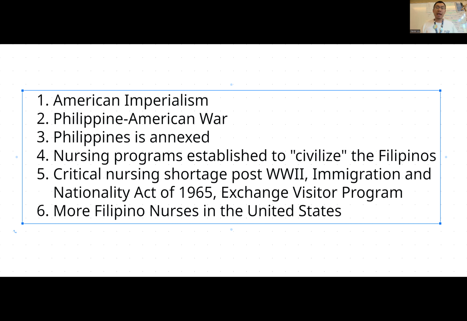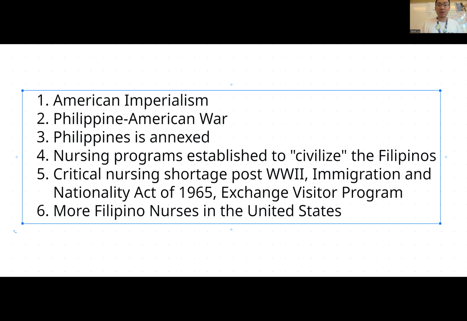We then see a critical nursing shortage post-World War II, right? This then results in more Filipino nurses coming over to the US because they're already trained in American ways, right? Your 5th step could also be the Immigration and Nationality Act of 1965. By lifting any quotas from countries for immigration, right? More countries are now able to send immigrants to the United States, and many immigrants choose to immigrate over to the US for a better life, which results in more Filipino nurses coming over to the US.